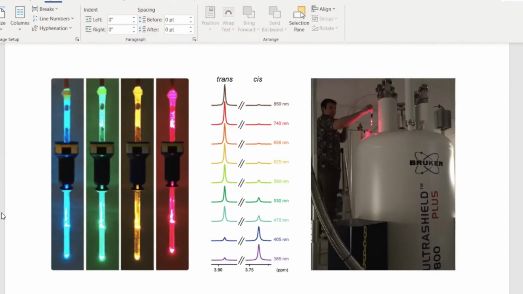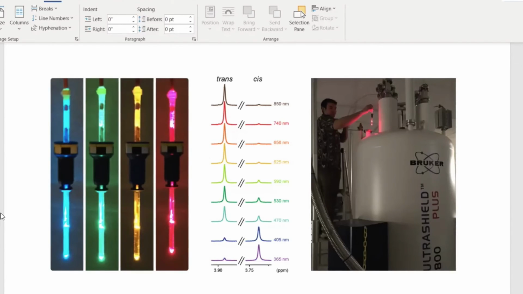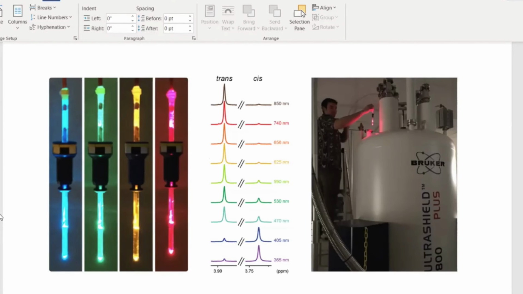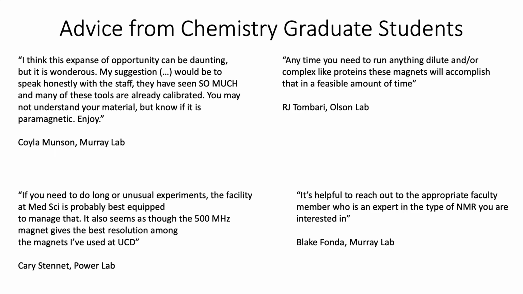I have a very specialized case with these photo switches, but one of my lab mates had not enough carbon NMR peaks for his publication, and he needed to identify that last peak. So we ran his sample on the 800 megahertz NMR, and it resolved the issue, and we had the correct amount of carbons, and it really clarified that discrepancy. Anytime you need to run anything dilute or super complex like a protein, these magnets allow for you to take your sample and get your data within a feasible amount of time.